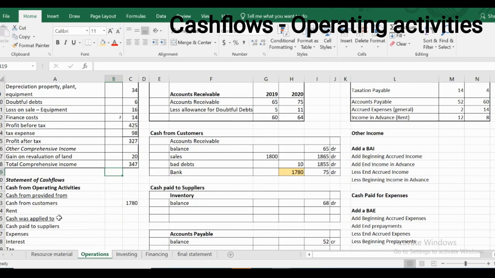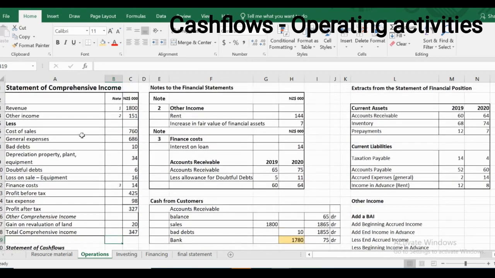The next thing we're going to look at is rent. So that's going to be found, we need to look at our other income note, and we need to have a look to see what's under there. Now I've got two items, rent and increase in fair value of financial assets. The increase in fair value of financial assets is a non-cash item. There's actually no cash flow associated with that. And as this is a cash flow statement, we don't put that in there. However, we did earn $144,000 worth of rent from renting out part of our buildings.